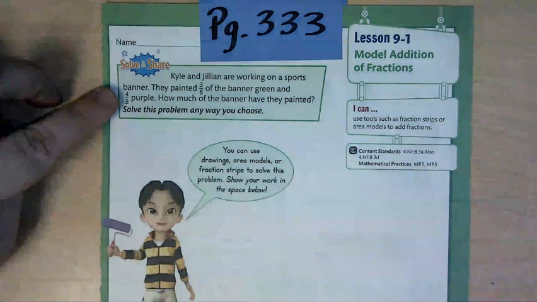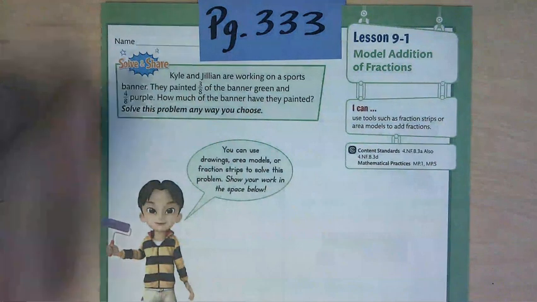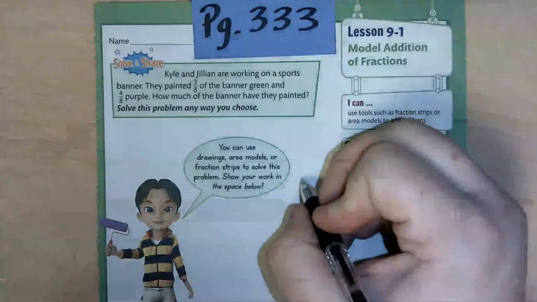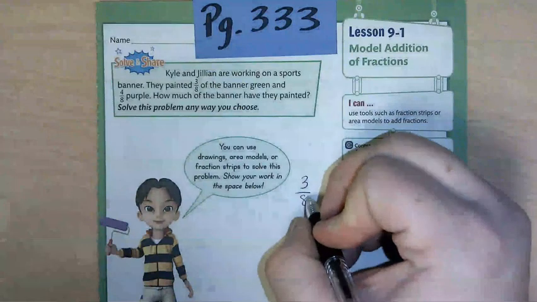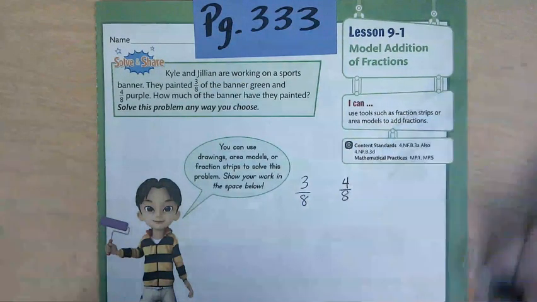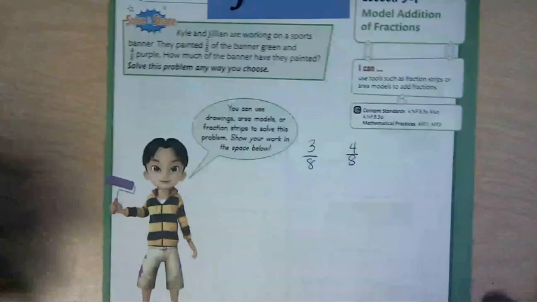Let's take a quick look over here at our solve and share problem of the day. It says, Kyle and Jillian are working on a sports banner. They painted 3/8 of the banner green and 4/8 purple. How much of the banner have they painted? All right, so we've got our problem here. So we say, well, we've got 3/8 that are green and we've got 4/8 that are purple, right? And so how can I solve a problem like this?